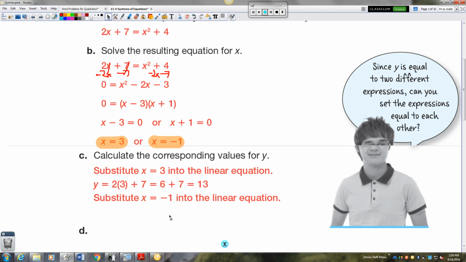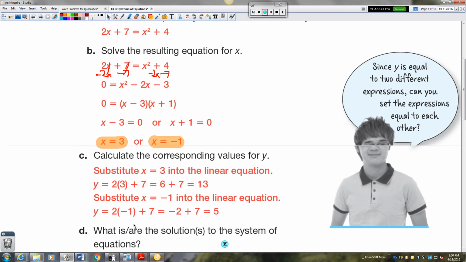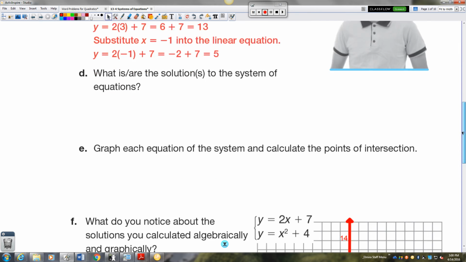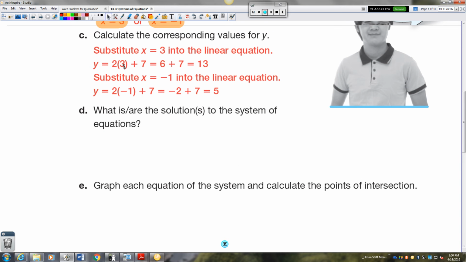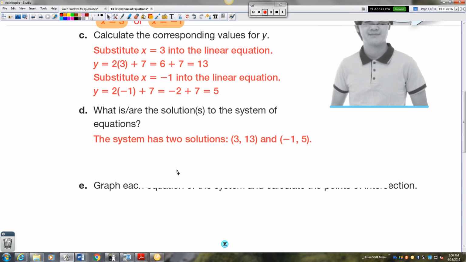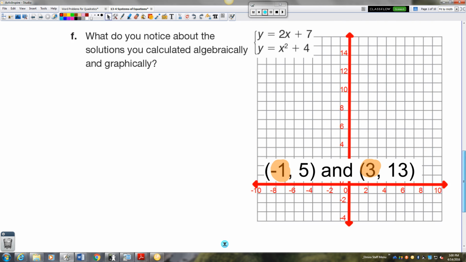Substitute x equals negative 1 into the linear equation. So y equals 2 times negative 1 plus 7, which is negative 2 plus 7. So that's 5. Then what are the solutions? If we subbed in a 3 for x, the y value is 13. So 3 and 13. Then we subbed in negative 1, and we got 5. So negative 1 and 5 are the two solutions that we got algebraically, and that's exactly what we got graphically.